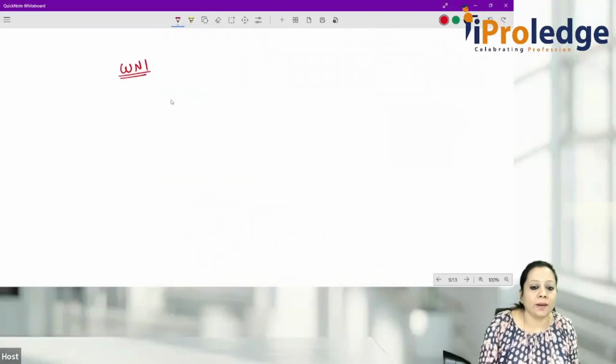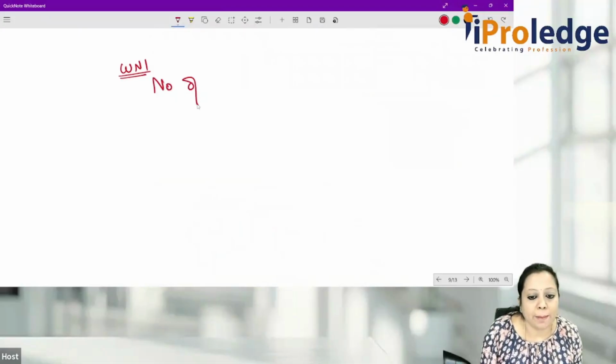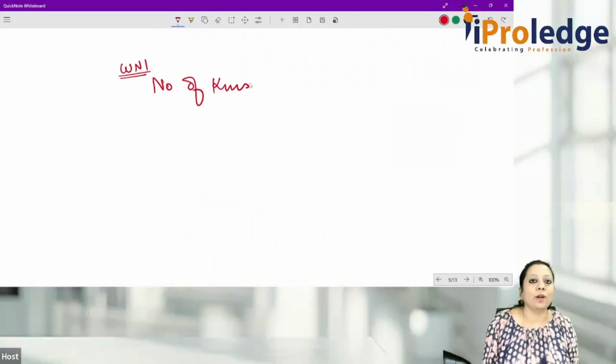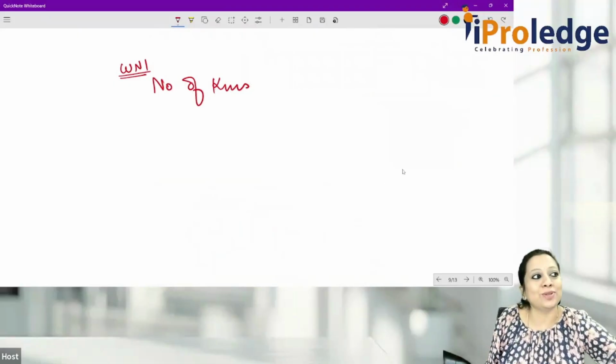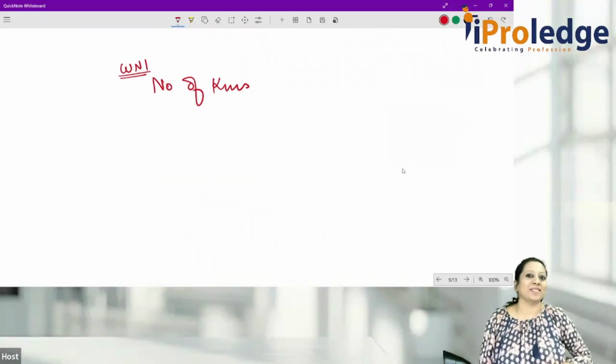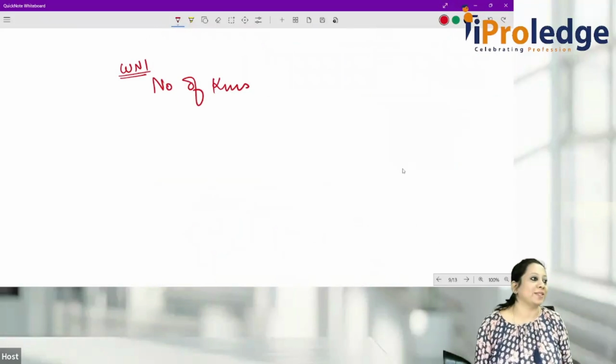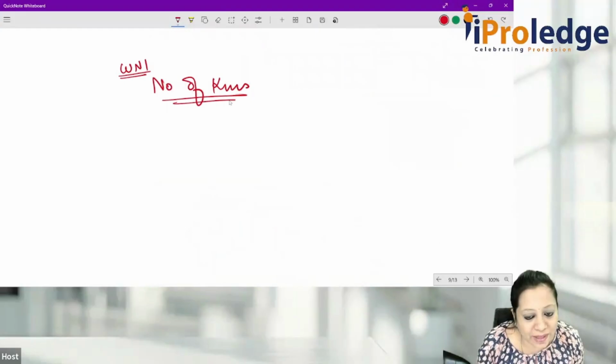So working note number 1. Calculation of number of kilometers. This is not ton kilometers, my dears. It is only kilometers because diesel we cannot put for ton kilometers. We have to put for the actual number of kilometers. Charge can be for 10 kilometers. Yes. So now number of kilometers.